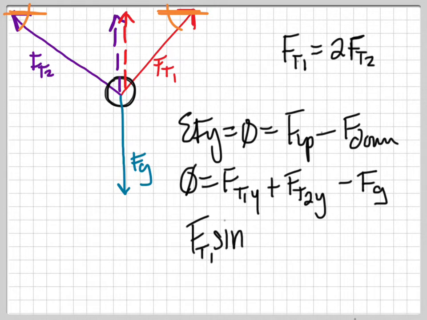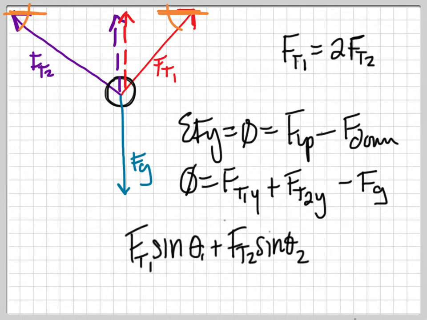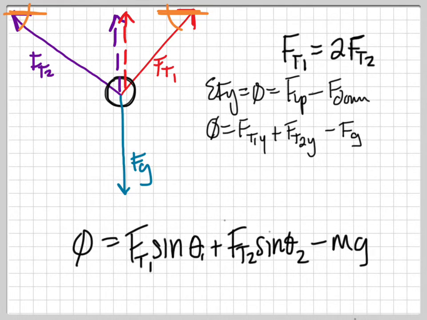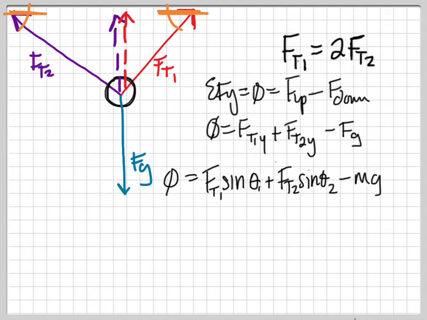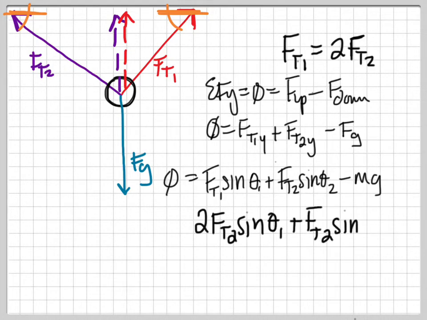FT1 sine theta 1 plus FT2 sine theta 2, because theta 1 and theta 2 are not the same, minus mg equals 0. So let's shrink this. You can designate your FT1 or FT2 as you see fit. So if FT1 equals 2 FT2, then we can say 2 FT2 sine theta 1 plus FT2 sine theta 2 minus mg. So it is not, in fact, 3 FT2 or 3 FT1, depending on how you name them.